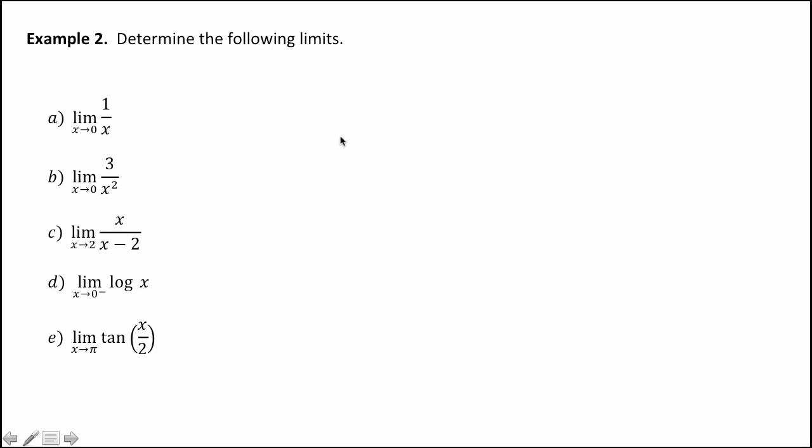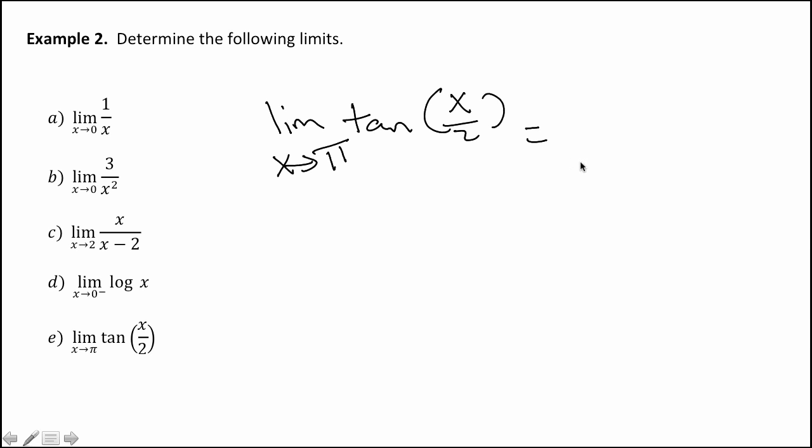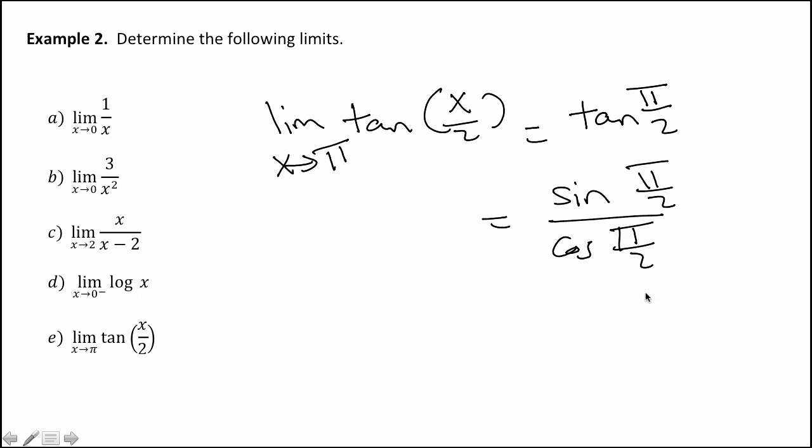Okay, so the last one for this example, if we were to do the limit as x approaches pi of tangent of x over 2, then you're going to get, let's do a direct substitution first. You get tan pi over 2, but then remember that tan pi over 2, that's sine over cosine, so sine pi over 2 over cosine pi over 2. But remember, cosine pi over 2 is 0, right? So this is actually undefined. So we know that that's going to be a vertical asymptote of some sort, so we're going to do it from the left and right side.